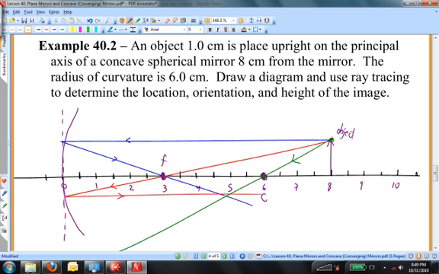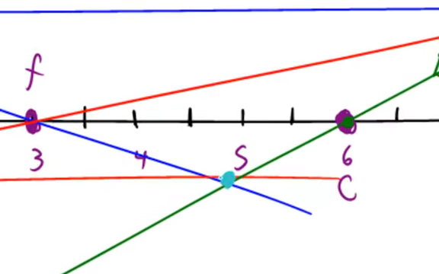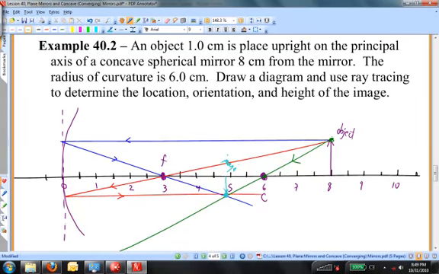You can see that these 3 rays intersect almost exactly that point right there. And so the image is going to be located at that point. If I look, it looks like that image is located about 4 3/4, maybe a little bit more, 4.8, 4.9 centimeters away from the mirror. And if you do the problem analytically, you'll find that it is exactly 4.8 centimeters away from the mirror.